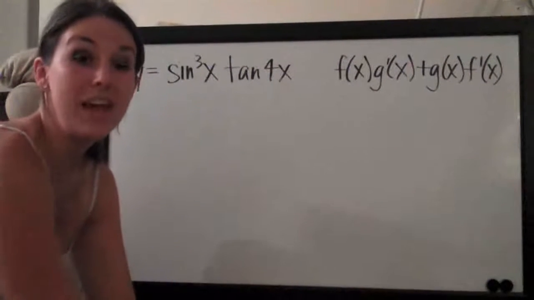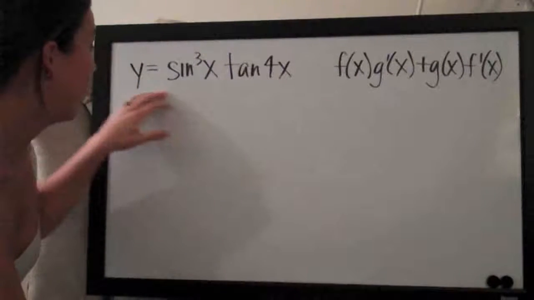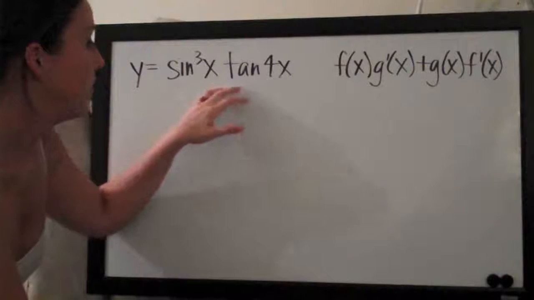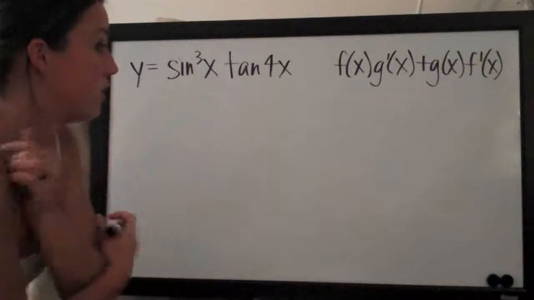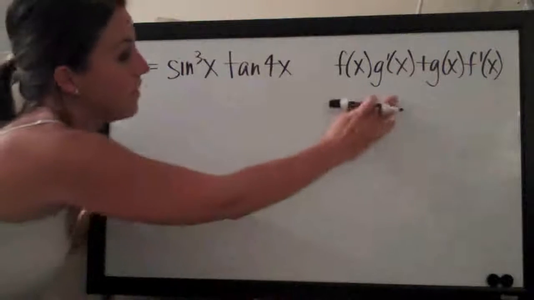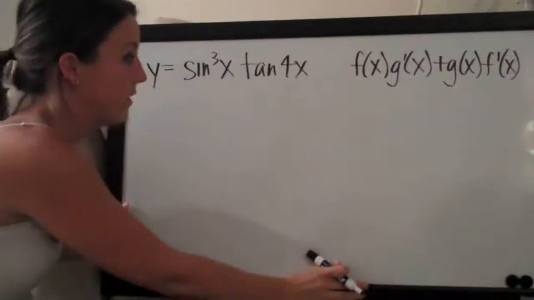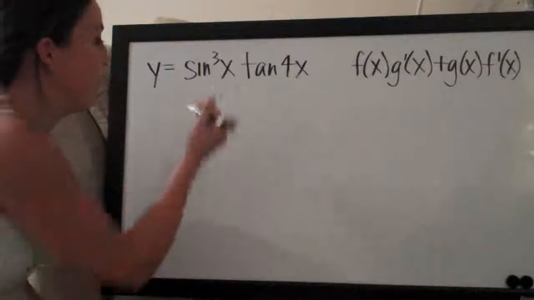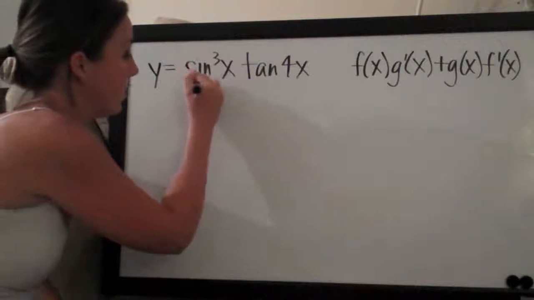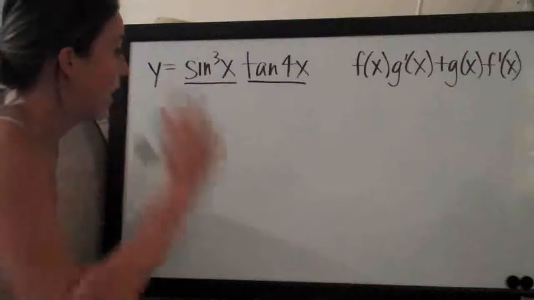We're going to be doing a chain rule problem today with the trigonometric function y equals sine cubed of x times tangent of 4x. I've written the product rule formula up here because we'll need it to complete this problem, since we have the multiplication of two different terms, one being sine cubed x and the other being tangent of 4x.